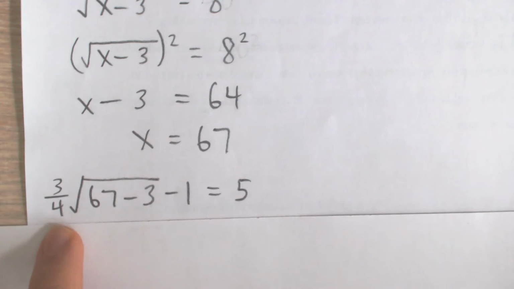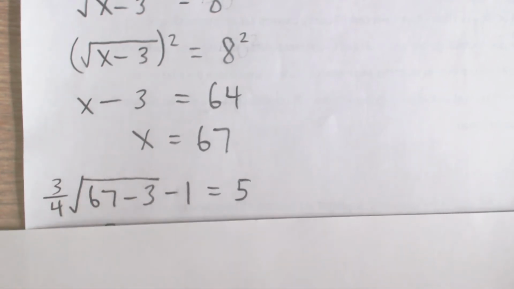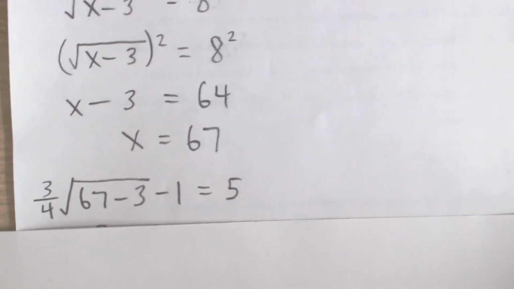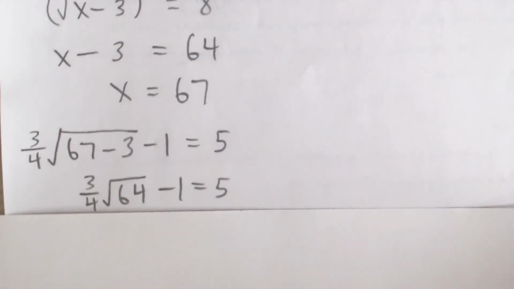So here I have 3/4 times the square root of 67 minus 3, minus 1, equals 5. Let's check both sides are equal. 67 minus 3 is 64. And the square root of 64 is 8.